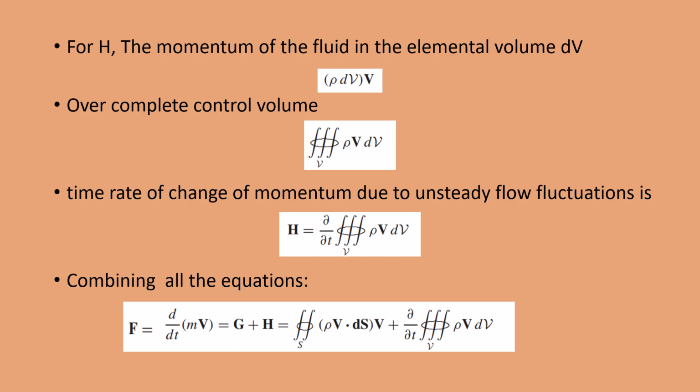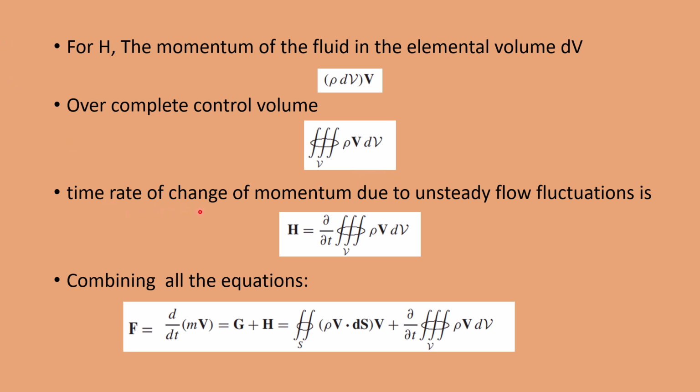Now let's move on to the term h. The momentum of the fluid in the elemental volume dV is given by rho dV into v, where rho dV is the mass and v is the velocity, and mass into velocity gives momentum of the fluid. And over the complete control volume, it is given as volume integral rho v dV.